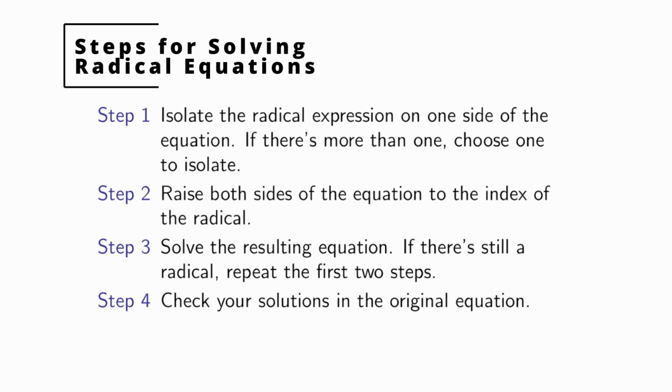If you had more than one radical expression, you'll still have a radical expression left over. So what you want to do is then go back to step 1. Isolate the radical expression you have remaining on one side of the equation, and then repeat step 2. Once you've solved the resulting equation, you've eliminated all radicals and solved, check your solutions. You can end up with solutions that will not solve the original equation. We call these extraneous solutions. So check your work at the end.